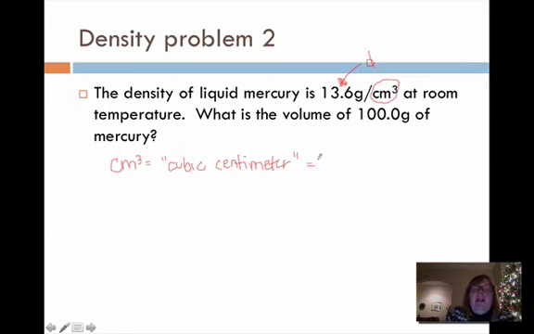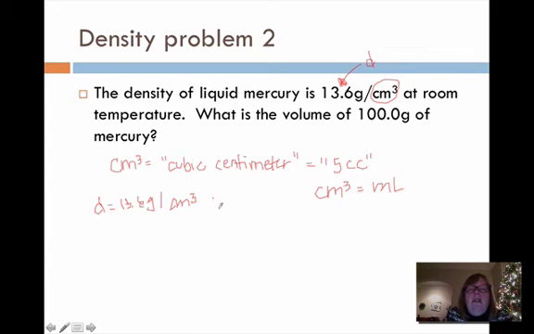Have you ever heard, like on doctor shows, or if you've ever been at the doctor, they might say, I need 5 cc's of that. cc stands for cubic centimeter, and it's a volume, and it's used in the medical field a lot. And a cubic centimeter is exactly the same as a milliliter. So don't let that centimeters cubed scare you. It's a milliliter. They would like to know the volume of 100 grams of mercury. Our density is 13.6 grams per cubic centimeter. Our volume is what we're solving for, and our mass is 100 grams.